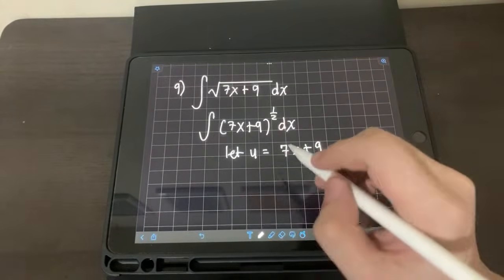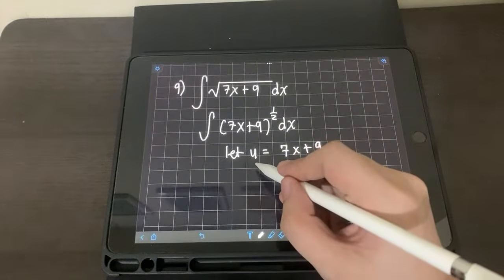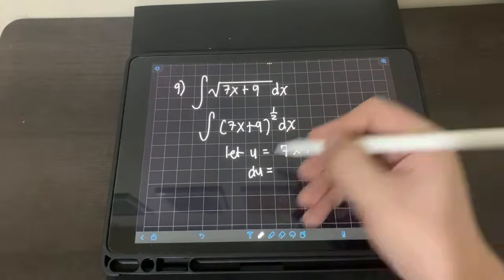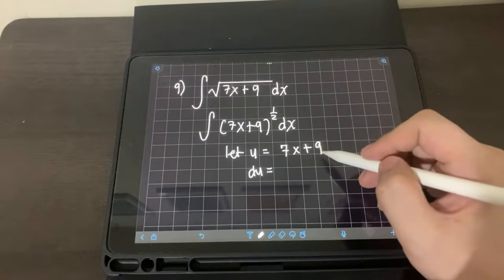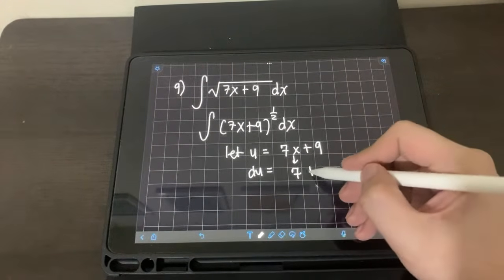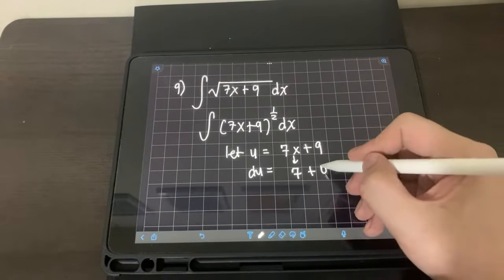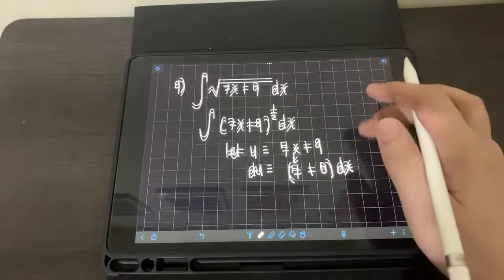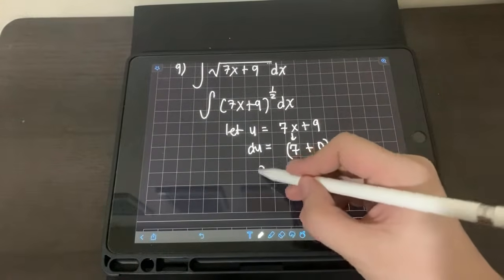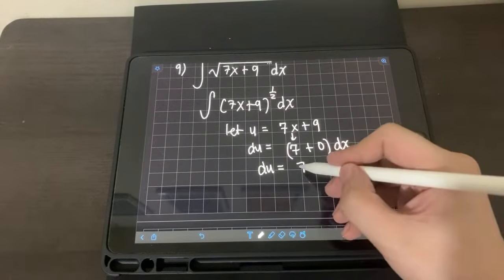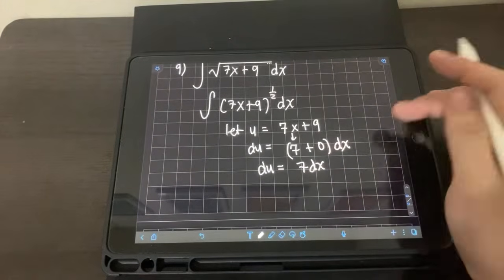And the next step is, kailangan natin kuhain yung derivative of both sides. So, derivative of u, du. And what is the derivative of 7x plus 9? So, derivative of 7x, 7. Plus, what's the derivative of 9? 0. Okay? Then, don't forget the dx. So, therefore, you have du is equal to 7 plus 0 dx, or simply 7 dx.